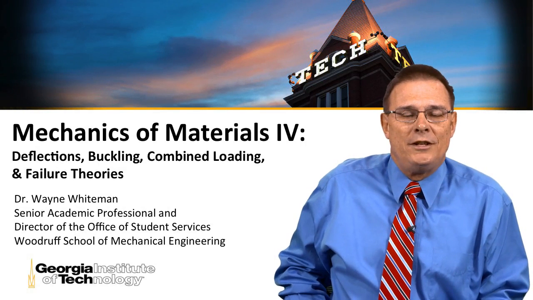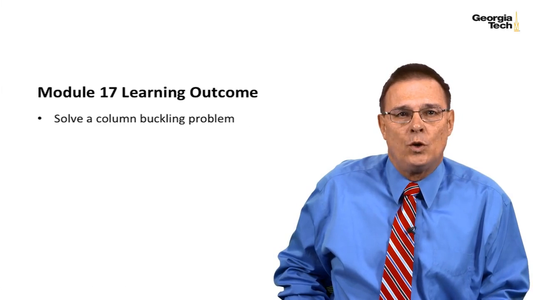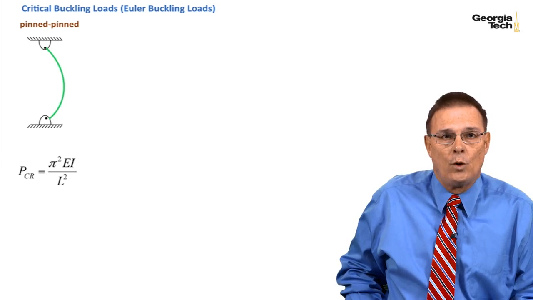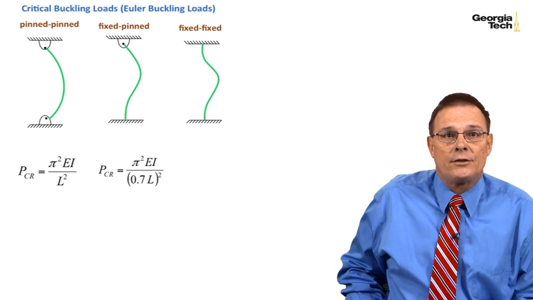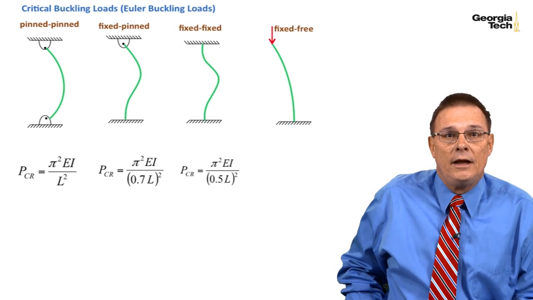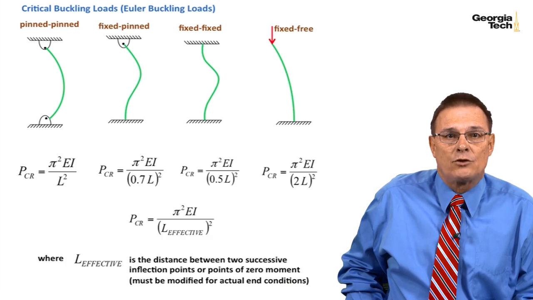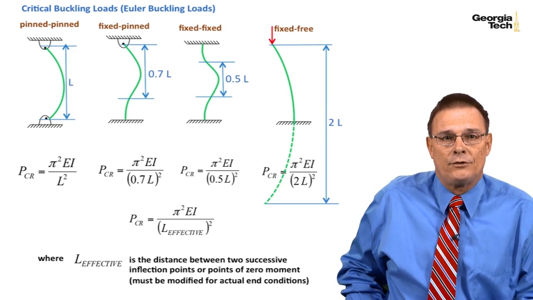This is Module 17 of Mechanics of Materials Part 2, and today's outcome is to solve an actual column buckling problem. As a review, we looked at critical buckling loads for different end conditions. This was for pin-pinned, this was for pin-fixed, and then we had fixed-fixed and fixed-free. We called the denominator the effective length squared, and it's defined there, and then we saw physically the effective lengths as shown with the graphics.